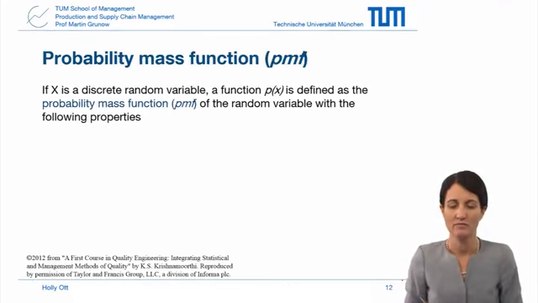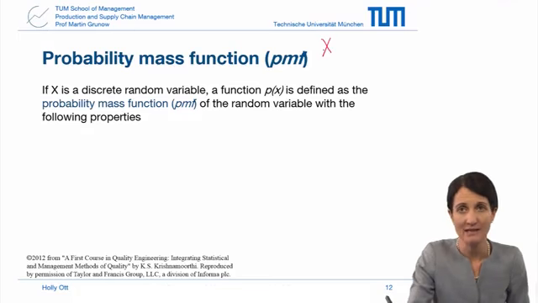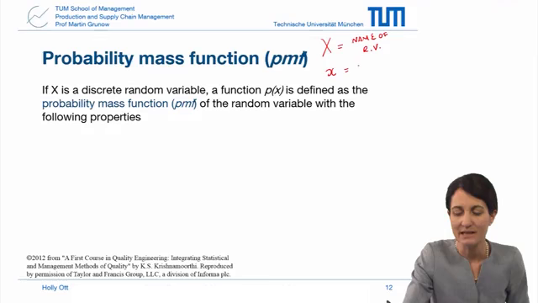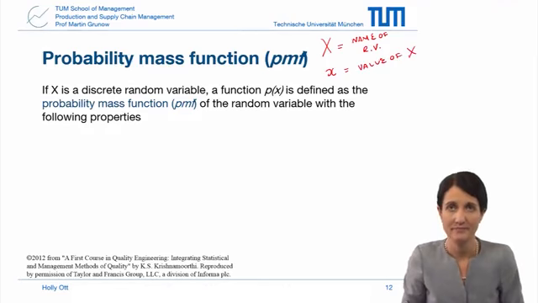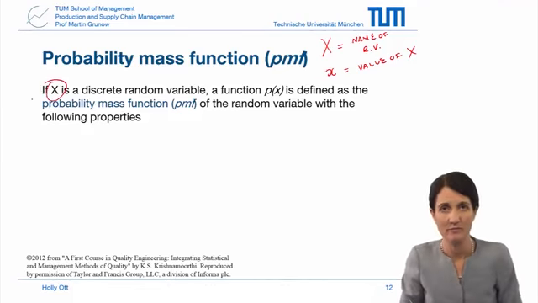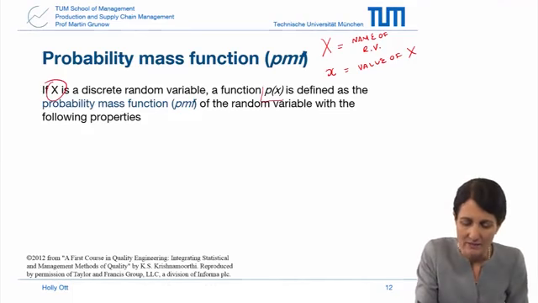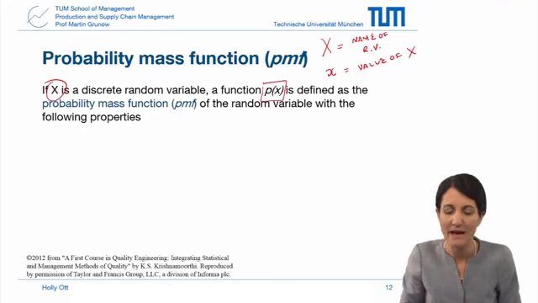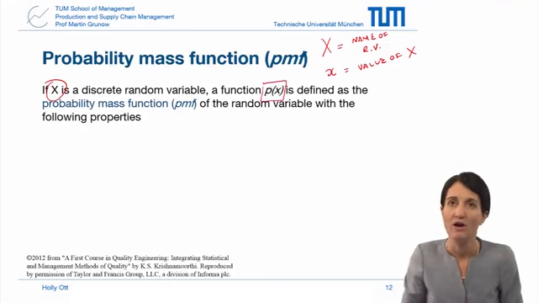Now, just one note. We use the uppercase letter X as the name of the random variable, and little x we're using to take as a specific value of the random variable X. So if big X is a discrete random variable, then a function little p of x is defined as the probability mass function, or PMF, of our discrete random variable. And this function has the following properties.